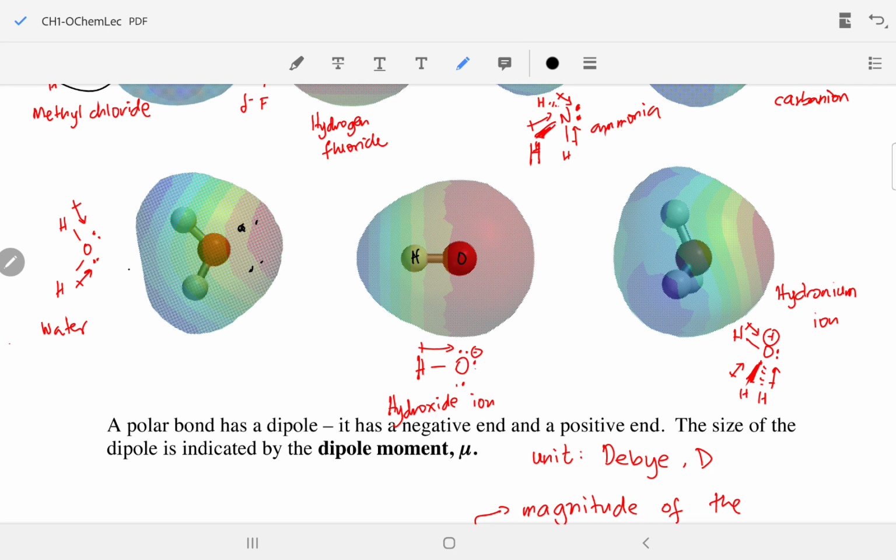And lastly, for the hydronium ion, which is H3O plus, okay, this is the oxygen, this is H, H, and H. Okay, so oxygen being the more electronegative atom, the red is still on the EMP because of the electron pair, even though it has a positive charge.